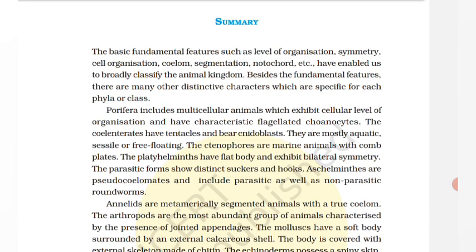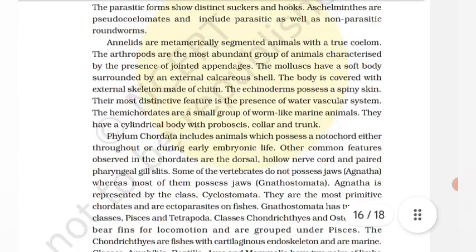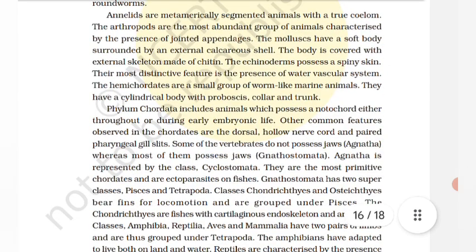The amphibians have adapted to live both on land and in water. Reptiles are characterized by the presence of dry and cornified skin. Limbs are absent in snakes. Fishes, amphibians, and reptiles are poikilothermous, cold-blooded.